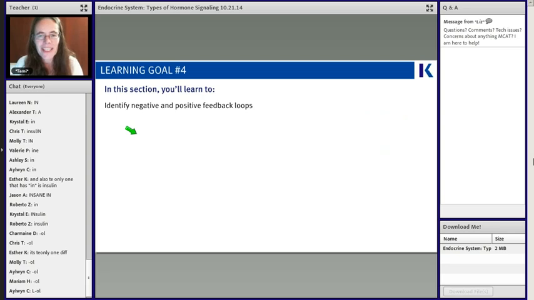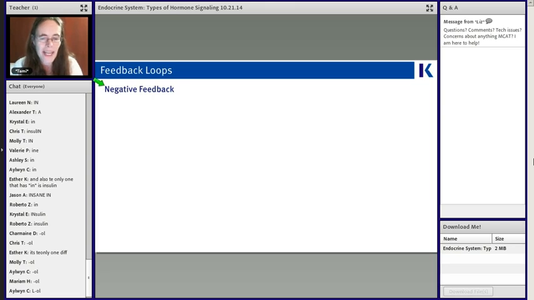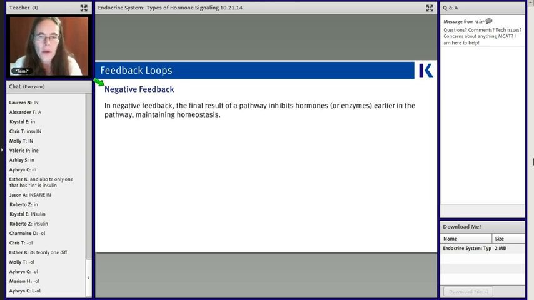All right, this leads us to our final learning goal for today. And this is to identify negative and positive feedback loops. This is a way of controlling how these hormones work. And we already said the vast majority of what we see in our bodies are negative feedback loops. So in a negative feedback loop, we're going to inhibit those hormones or inhibit those earlier enzymes. This is the vast majority of what we're going to talk about.